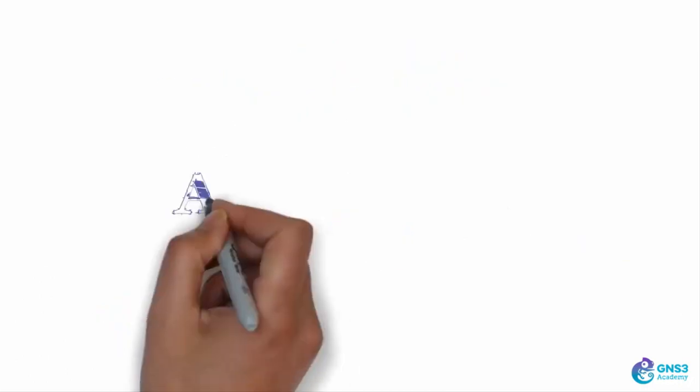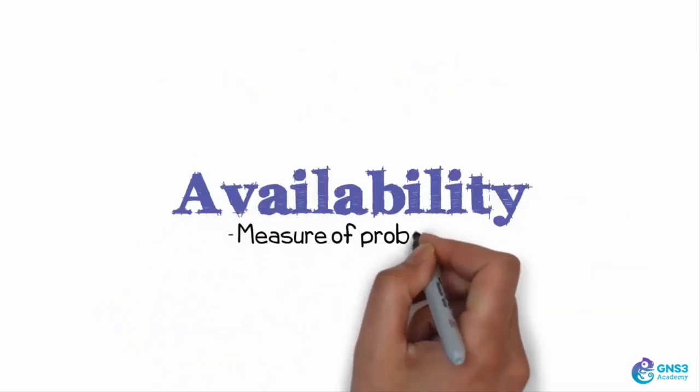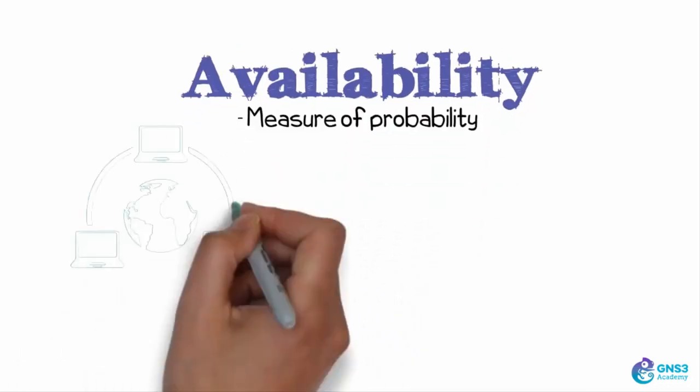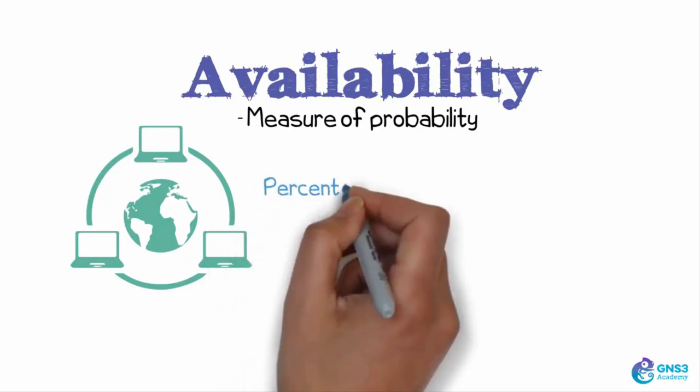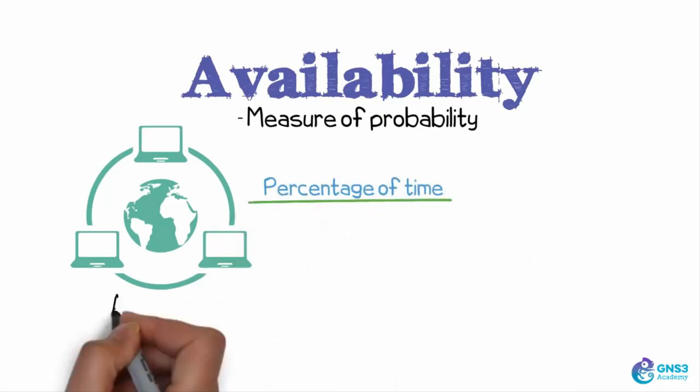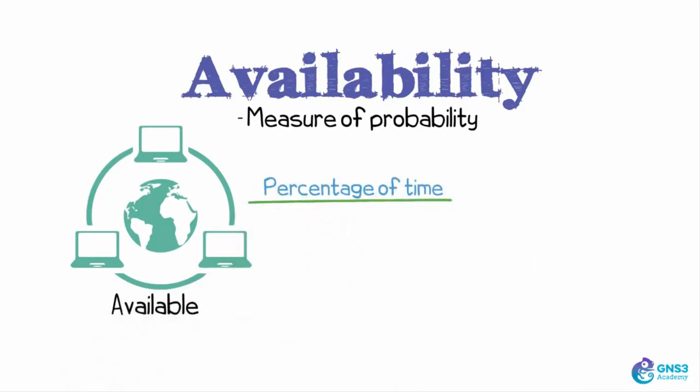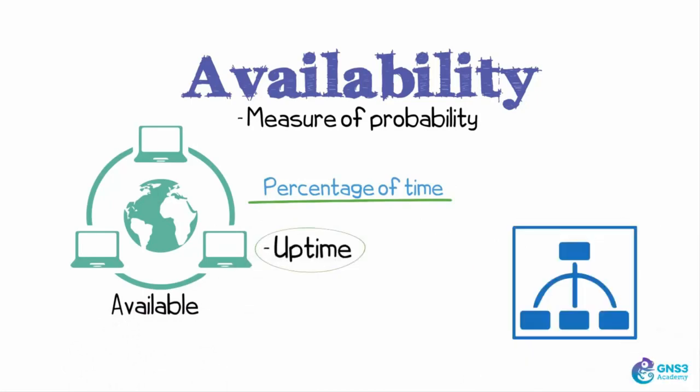What is availability? Availability is a measure of the probability that a network will be available for use when it is needed. It is often represented as a percentage of time that the network is available and is referred to as uptime. It's not much good having a network if it's not available when you need it.